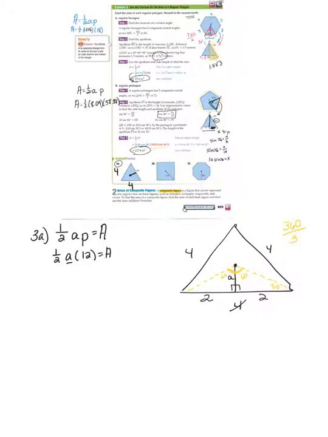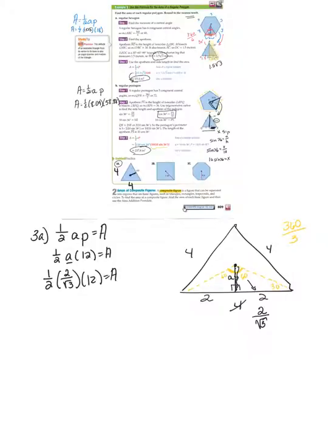I have the long leg of a 30, 60, 90 triangle, and I need the short leg for my apothem. So anytime that happens, I take my long leg and I divide it by the square root of 3. And that is my short leg. So over here, 2 over root 3 times 12 equals area.